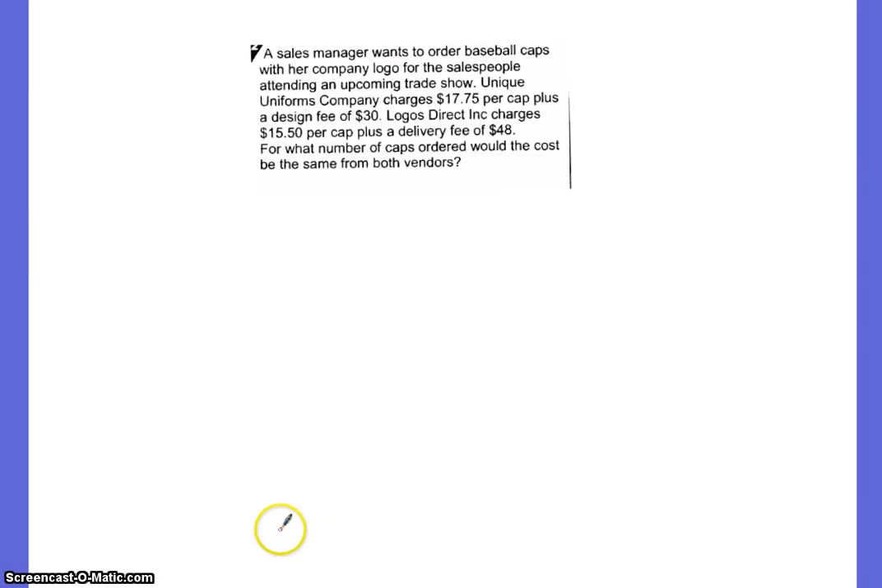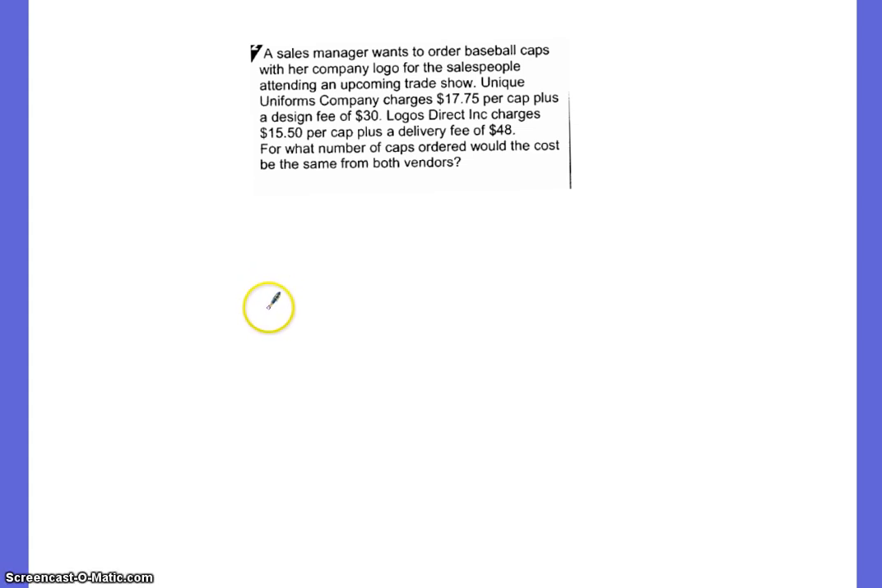A sales manager wants to order baseball caps and her company logo for the salespeople attending an upcoming trade show. Unique Uniforms Company charges $17.75 per cap plus a design fee of $30. Logos Direct charges $15.50 per cap plus a delivery fee of $48. For what number of caps ordered would the cost be the same?